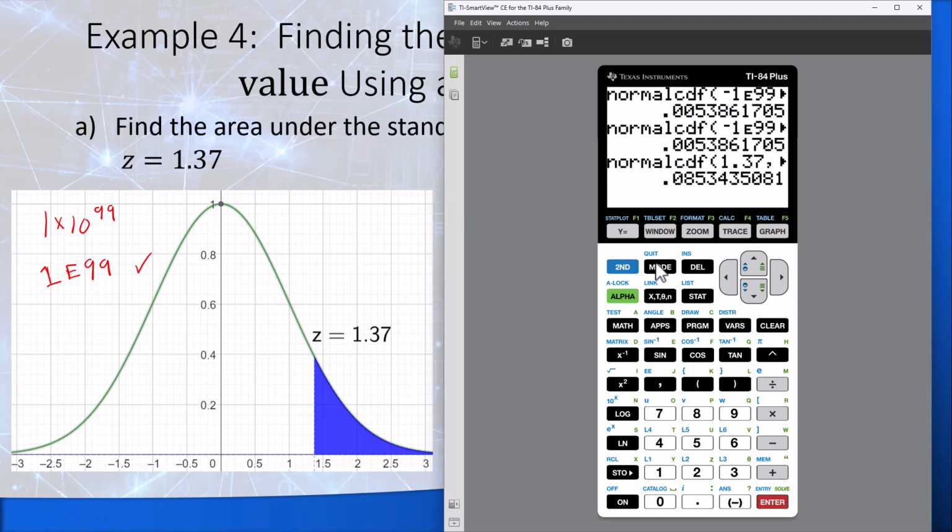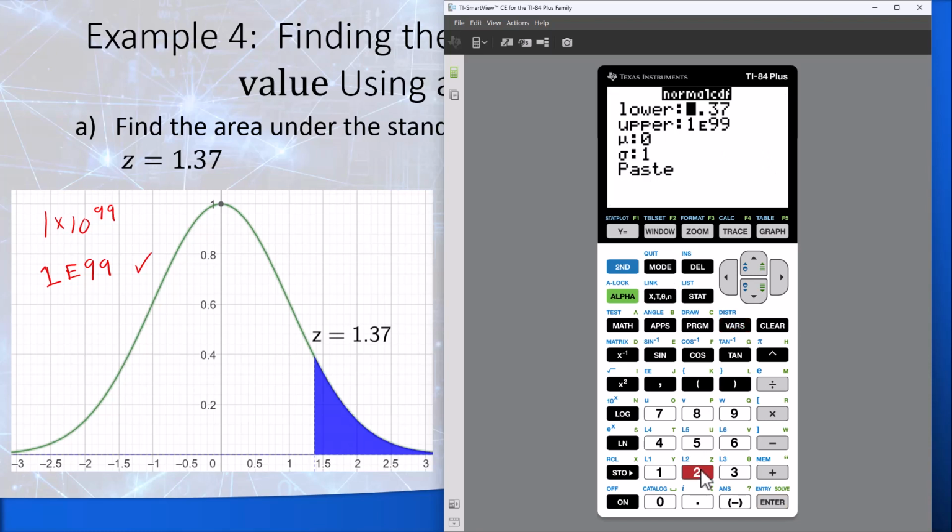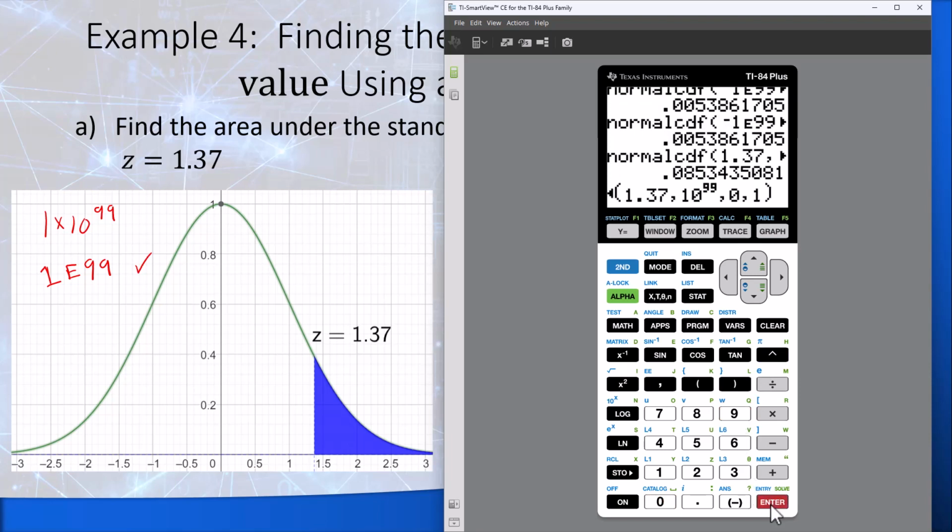Now, the other way you can do this, for at least computing the higher levels like this, let's go back into distribution. Second, instead of doing 1E to the 99, I could, if I wanted to, just do 10 power 99. They're both the exact same number. Mean is 0, variance is 1, and we get the exact same thing.